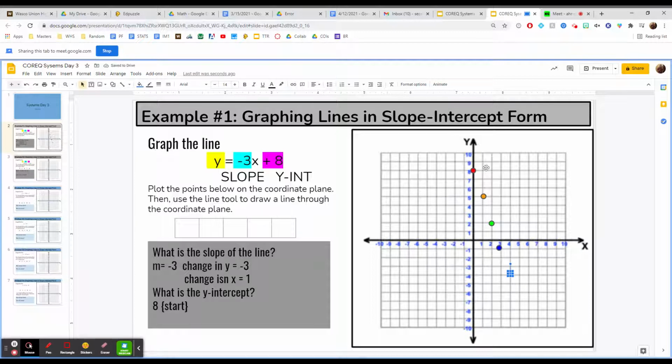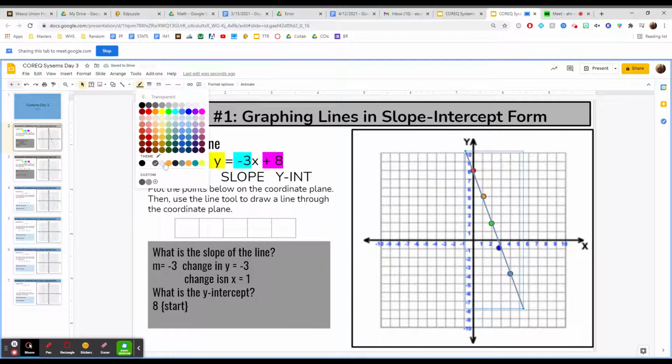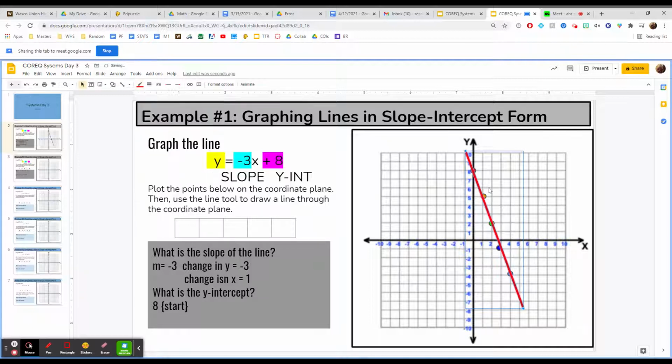Okay, so that's pretty much it as far as the dots. Now I'm gonna use the line tool, which is this one right here. And I want to go from connecting all my points. Now you can barely see it, so I'm gonna make it thicker, and there we go. There is my line. Okay.